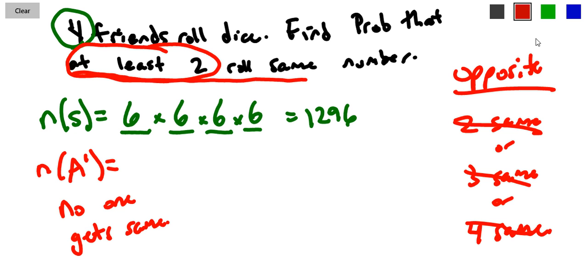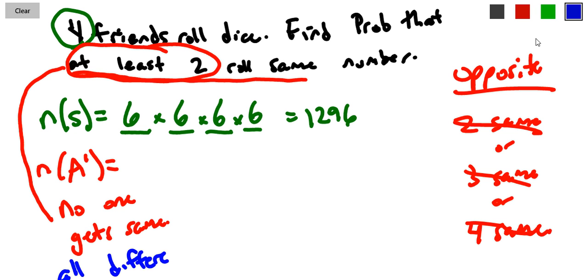So the opposite of at least 2 have the same number is that no one gets the same number. Because there's just no such thing as one of them gets the same number. You don't have one thing being the same. You either have 2 the same, 3 the same, 4 the same, or none of them are the same. Another way that might help to think about that is that they're all different. So let's count, because it's going to be a lot easier than trying to count 2 the same, 3 the same, 4 the same. Let's count the event where every person has to roll a unique number.